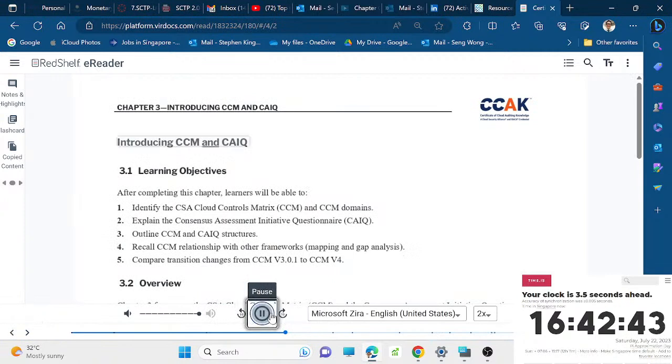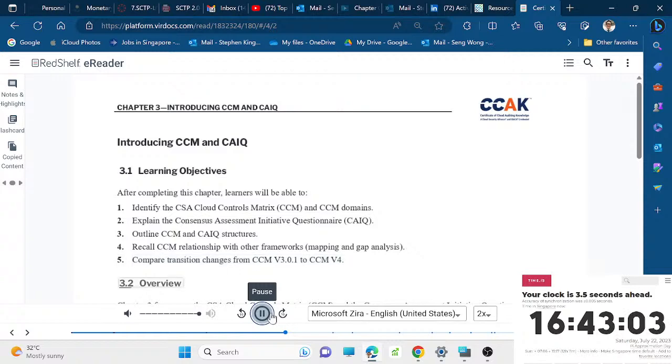Introducing CCM and CAIQ 3.1 learning objectives. After completing this chapter, learners will be able to: 1. Identify the CSA Cloud Controls Matrix, CCM, and CCM domains. 2. Explain the Consensus Assessment Initiative Questionnaire, CAIQ. 3. Outline CCM and CAIQ structures. 4. Recall CCM relationship with other frameworks, mapping and gap analysis. 5. Compare transition changes from CCM v3.0.1 to CCM v4.